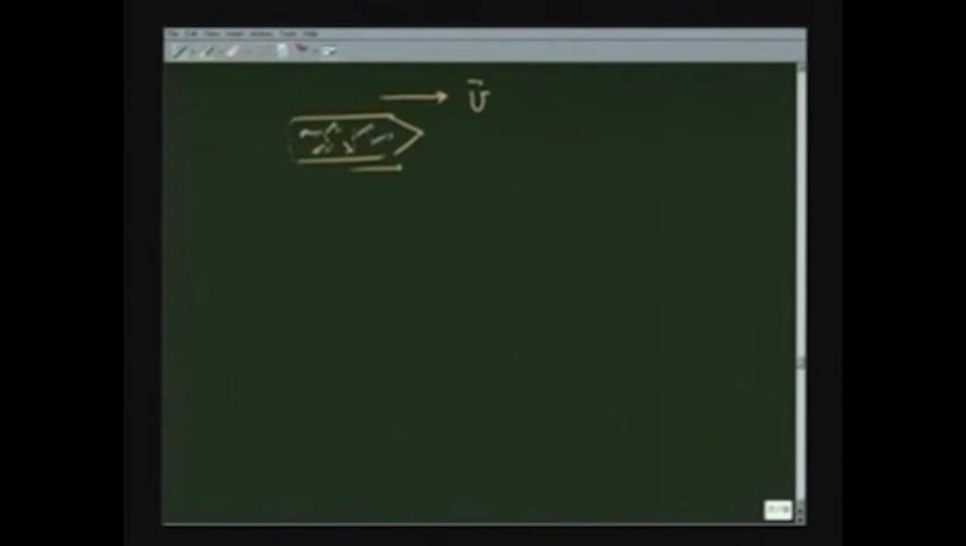As long as this side is closed, the pressure on this side, whatever force it applies, balances the force on this side. The moment I open this side, this part is removed, the gas is coming out. So the force on this side is not balanced, and consequently the rocket starts moving in this direction.